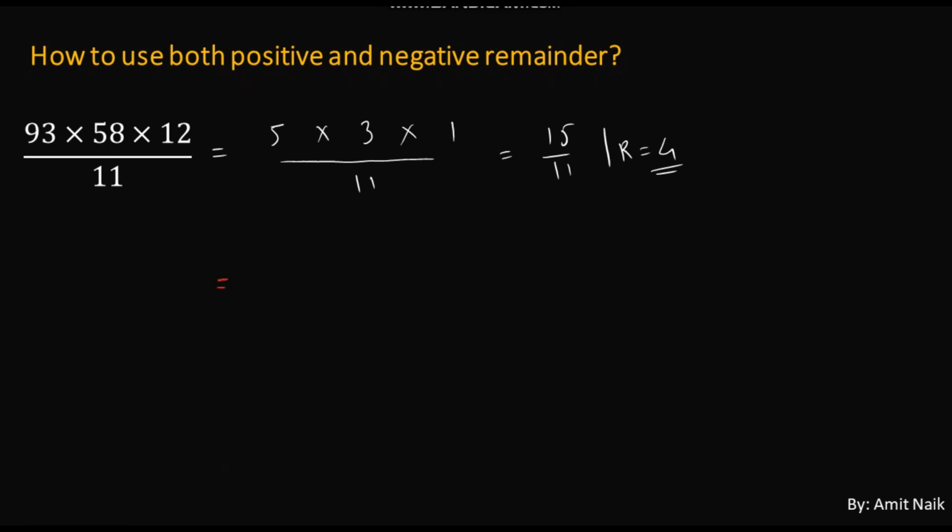Okay, so let me consider one of them as negative. The first one is plus 5, so I'll keep it as plus 5 itself. The second one is plus 3, I'll keep it as plus 3 itself, and the third one, which is plus 1. So if you remember, if it is plus 1, then it is minus 10 because the divisor is 11. Okay, so I'm going to consider the last remainder as minus 10, and I'm going to show you the remainder still will be the same.